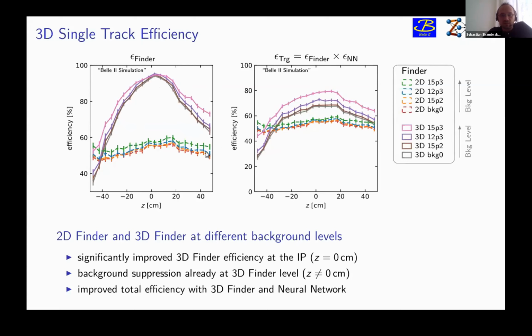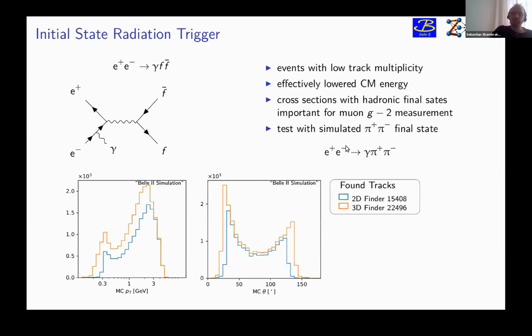Not all of the tracks can be processed by the neural network yet, because some of these tracks may not have enough stereo hits. But the right plot shows the total efficiency, so the efficiency of the track finder multiplied with the neural network efficiency, and here you still see an improvement with the 3D finder compared to the 2D finder, and also the background suppression for displaced tracks. Okay, then I come to initial state radiation events.